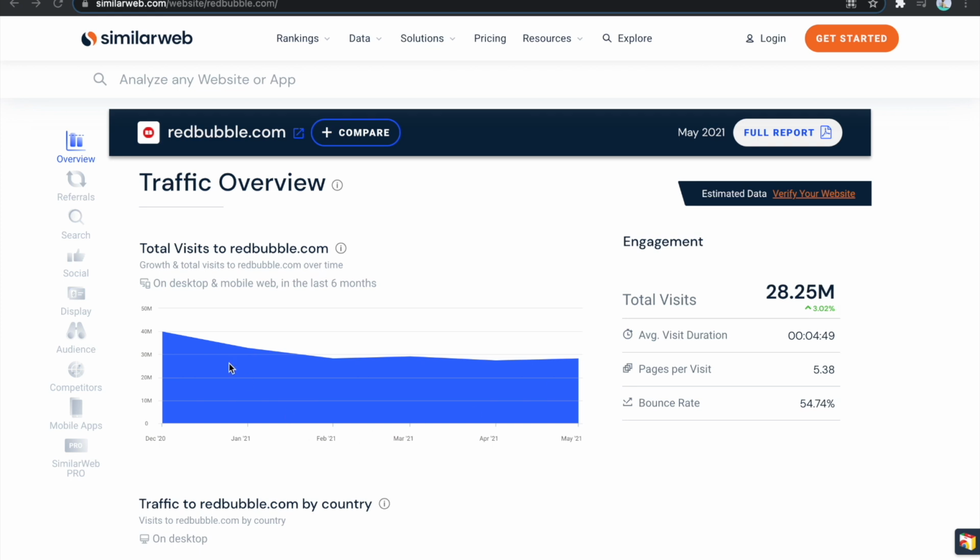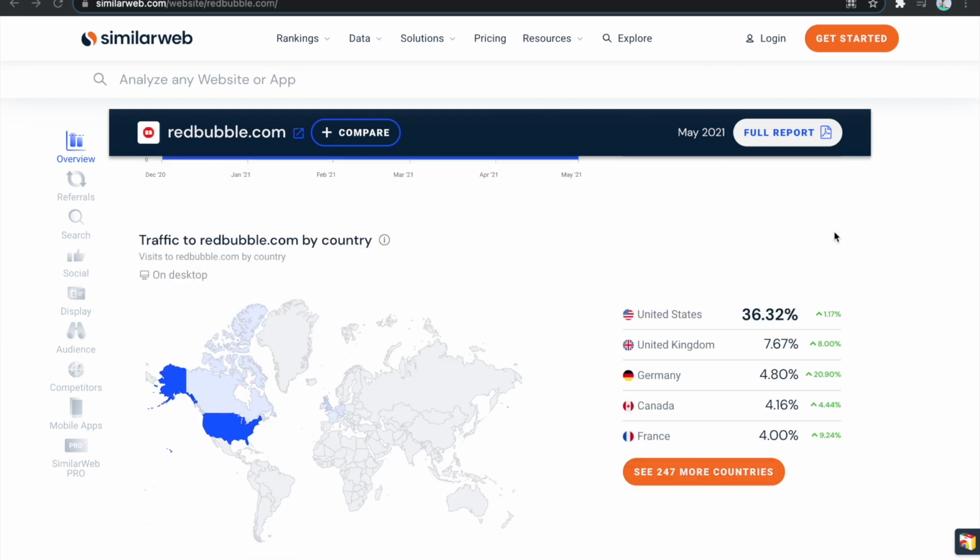And as you can see here, their traffic has been way higher in December, like most of the platforms, because December is the big shopping month, where they had 40 million visitors per month. Another interesting statistic we can see here is who visits Redbubble from what country.